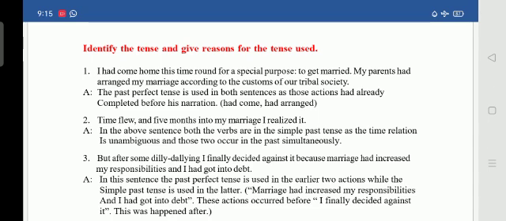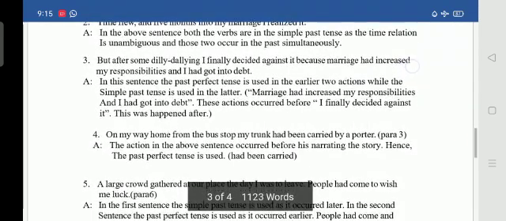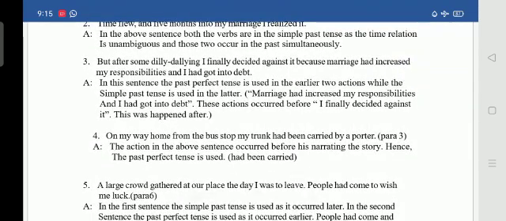So for the second sentence what you have to write is: in the above sentence both the verbs are in the simple past tense as the time relation is unambiguous and those two occur in the past simultaneously. See the third. But after some dilly-dallying I finally decided against it because marriage had increased my responsibilities and I had got into debt.